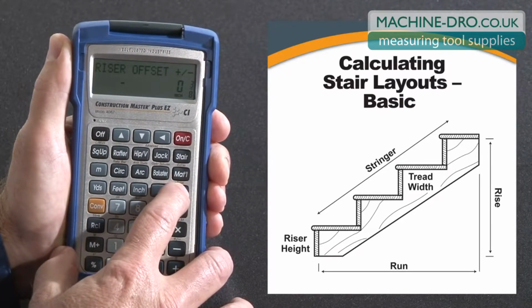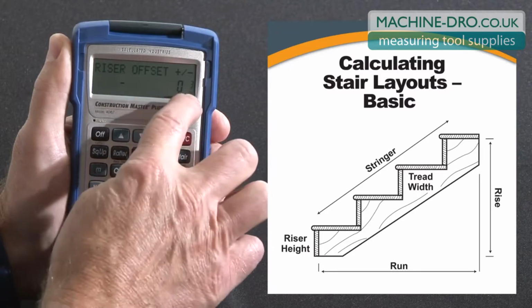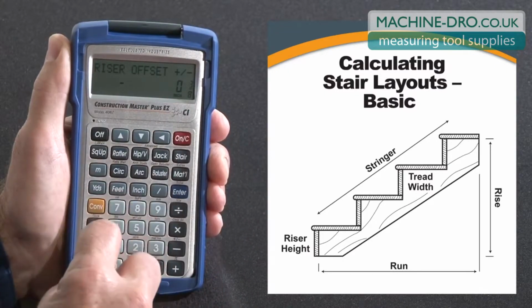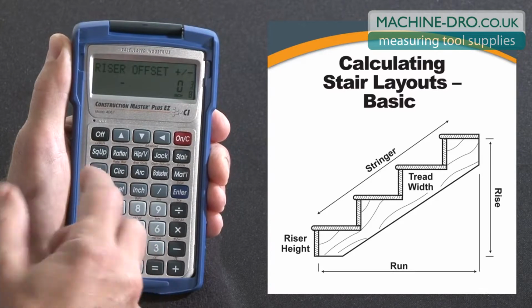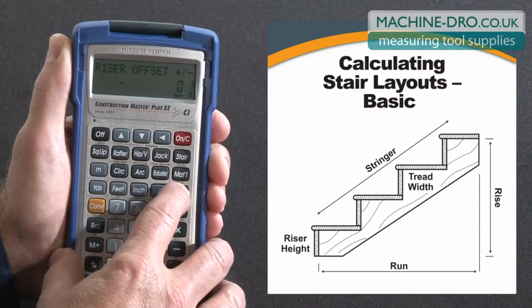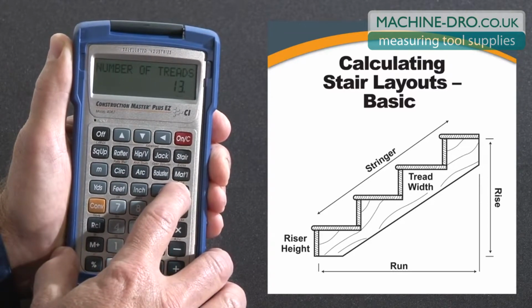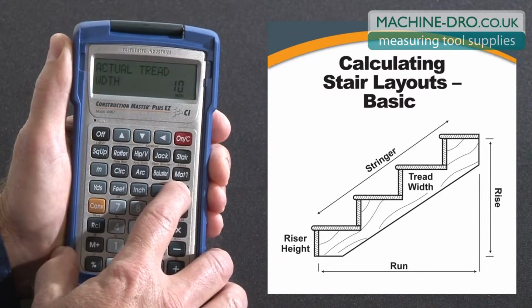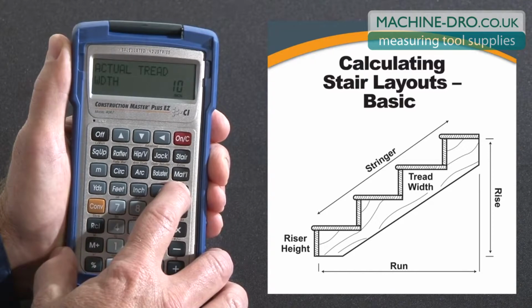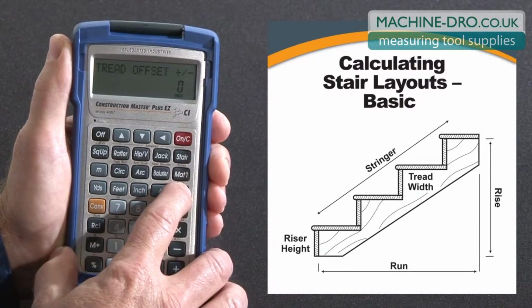The riser offset, that's sort of the remainder. It says we have a -3/8 of an inch that we're short, that we need to sort of absorb into all those risers, any one riser, or spread it across several, preferably. The number of treads is 13. The actual tread width is our target of 10 inches, since there's no horizontal run that's going to cause them to be different. No remainder.